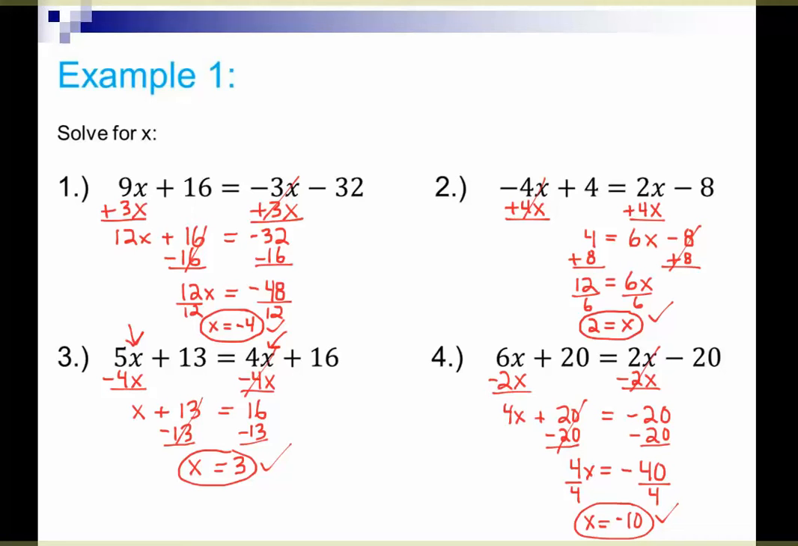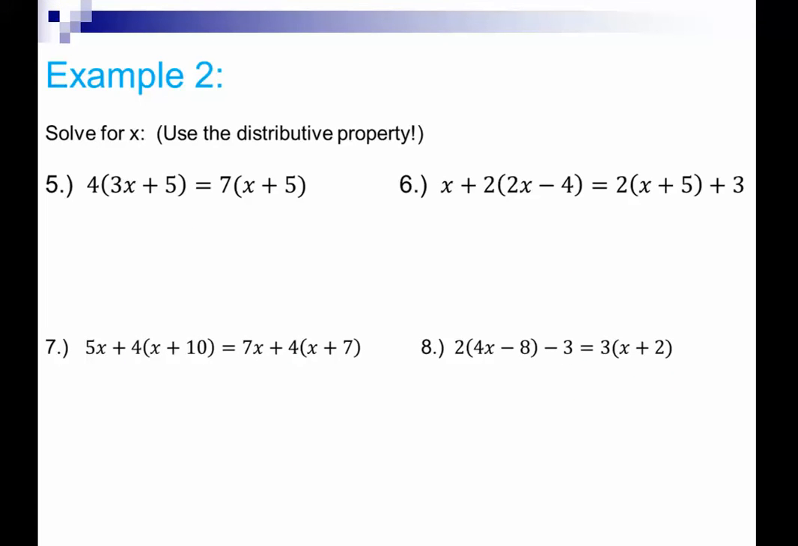Also, your work should look like my work right now. Okay, doing one step at a time. You should have 3 to 4 lines of work for each of these. Well organized. What you do to one side, you're doing to the other. Okay, now take a look at example 2.